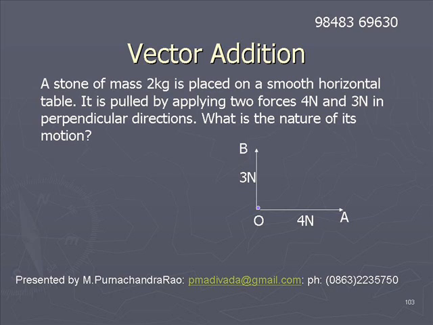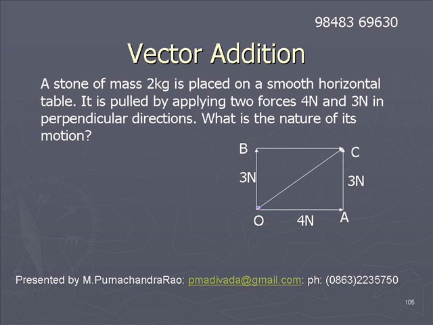Then let us complete the rectangle with the vectors 4 newtons and 3 newtons. Let us name the vector 4 newtons as OA and the vector 3 newtons as OB, and complete the rectangle OACB by drawing a parallel vector at A equal to OB, and a parallel vector at B equal to OA. Then we can complete this rectangle. I am drawing the diagonal OC that passes through O, from O to C. This diagonal represents the resultant force.